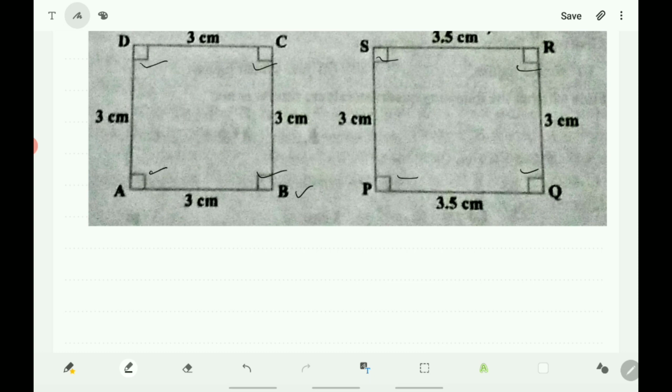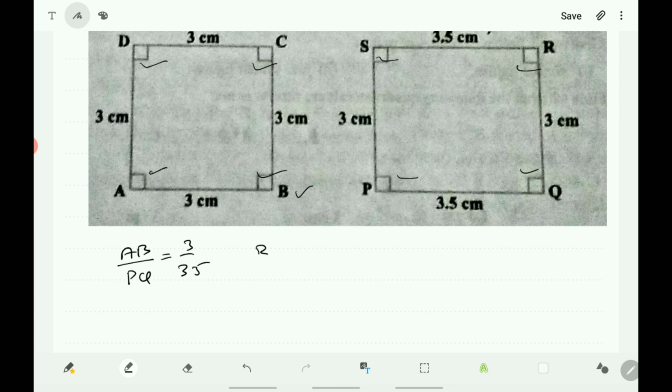Angle D and angle S are also equal to 90. Now check the ratio of the corresponding sides. Check whether the corresponding sides are in proportion or not. So you take AB by PQ, that is 3 by 3.5.